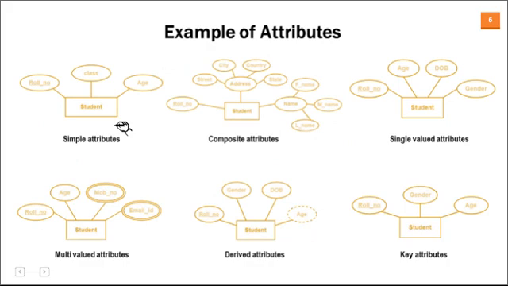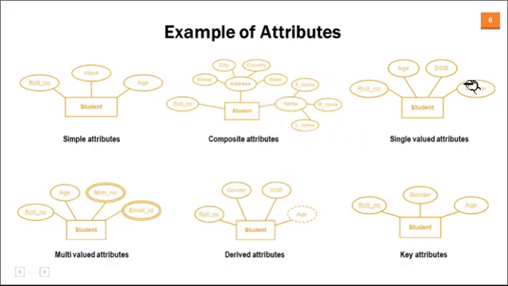Here is the representation of each type of attribute. An attribute will be represented by an ellipse sign. Here, simple attributes are class or age of a person. Composite attribute can be name of a person, that can be first name, middle name and last name. Address can be street, city, country and state. So, composite attribute can be represented by this kind of symbol.